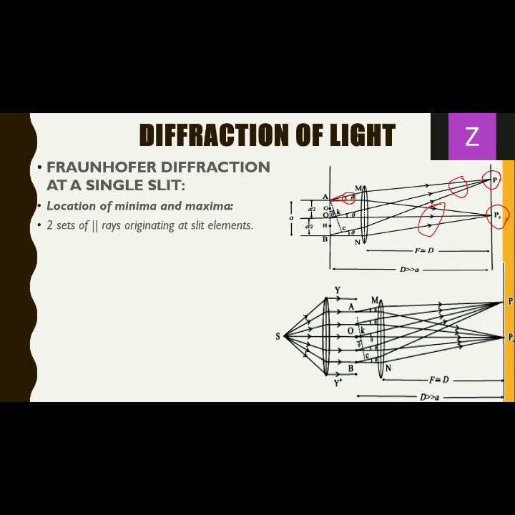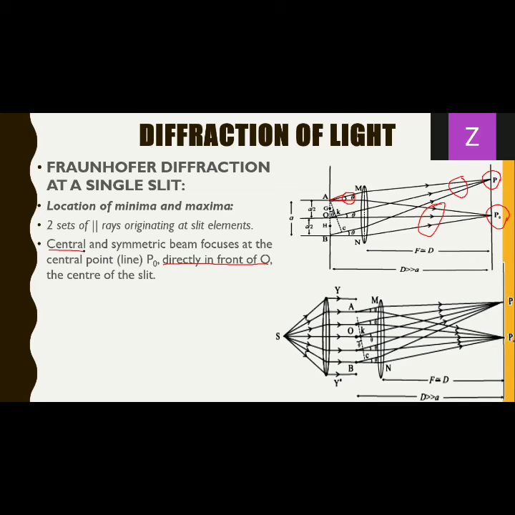Now this P0 is the central beam which we have, or the center point which we consider, which is directly in front of this O. O is the midpoint of the slit AB. Keep that in mind. Okay. So this central point is due to the central and symmetric beam which is focused. मतलब क्या है? Basically it is nothing but a constructive interference which is formed at point P0.